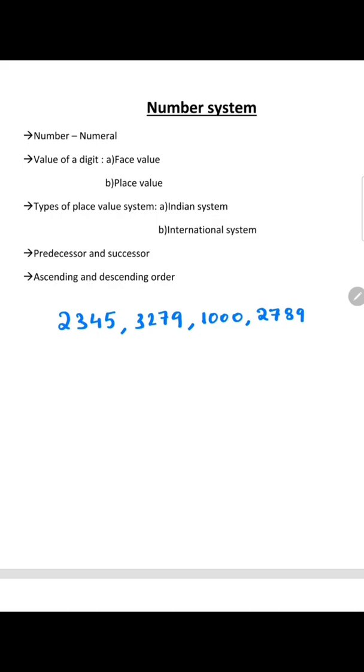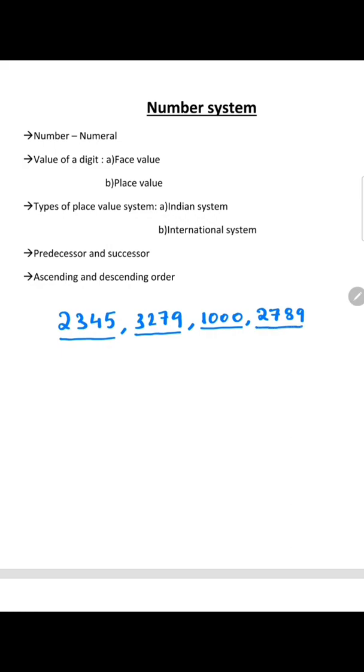So, students, now let us find out what is the ascending order of these numbers. First, whenever they are asking you a question, what is the ascending order, then you should check the digits first of all. How many digits the number has. When you see this number, it has 4 digits. The second number also has 4 digits. The third number also has 4 digits. The fourth number is also having 4 digits.